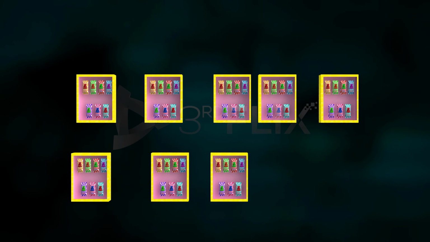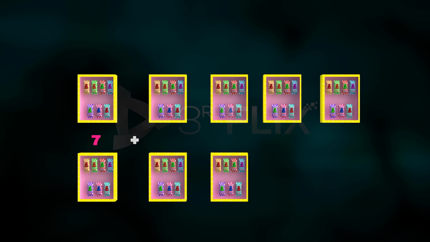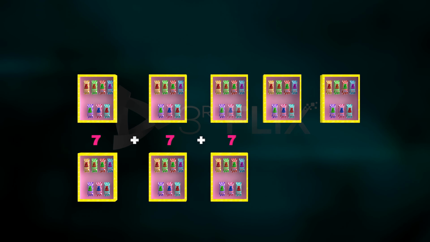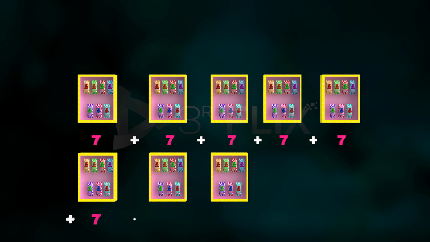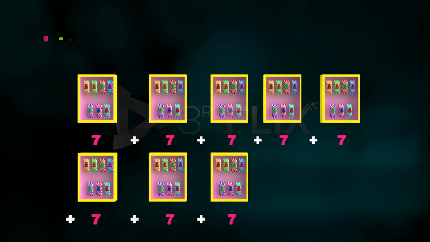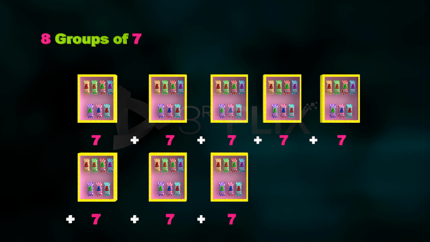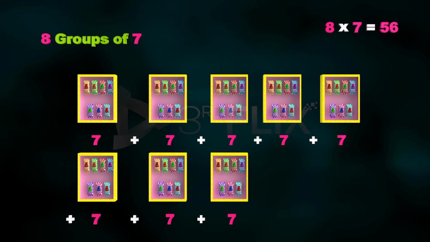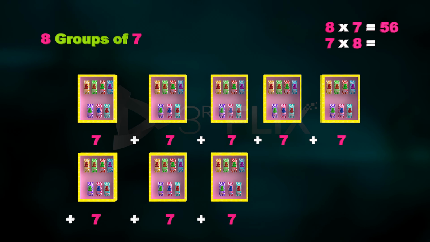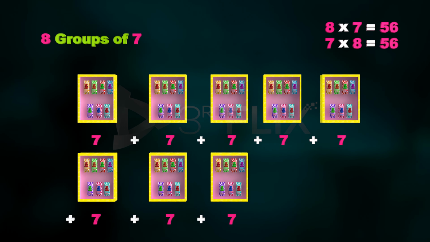8 packs have 7 plus 7 plus 7 plus 7 plus 7 plus 7 plus 7 plus 7 candies. 8 groups of 7. 8 into 7 is equal to 56. 7 into 8 is equal to 56.